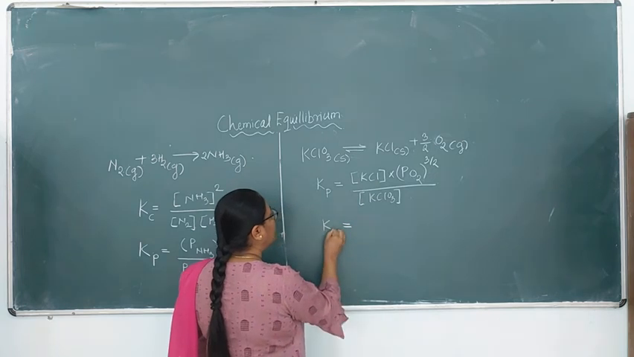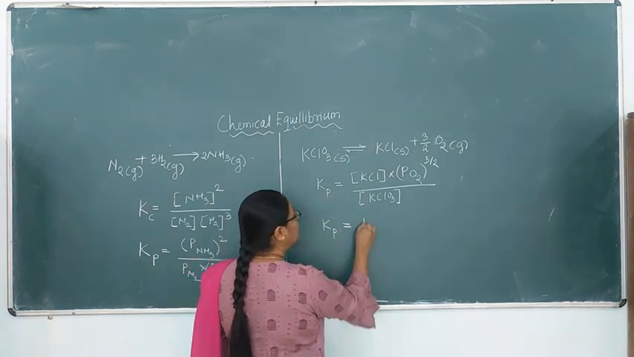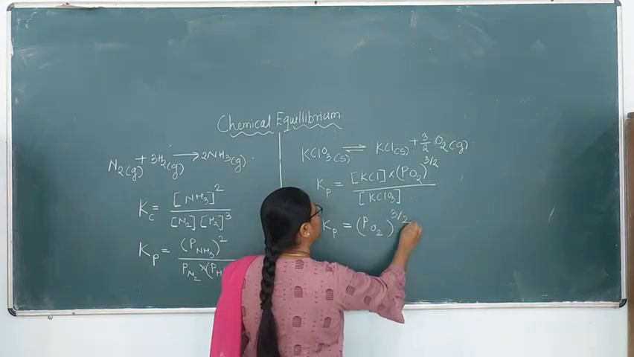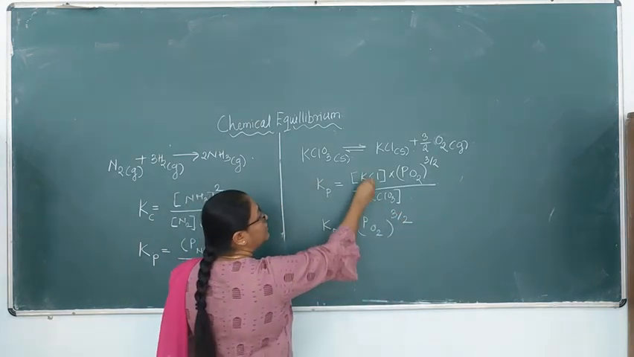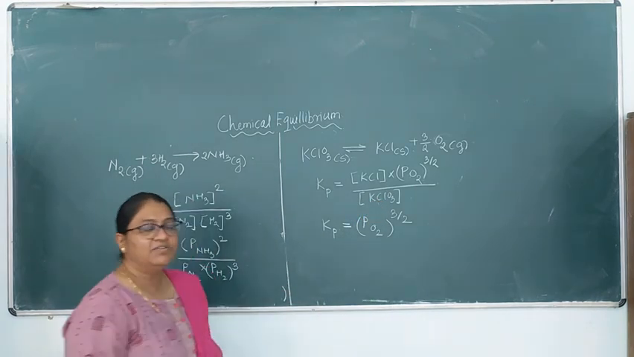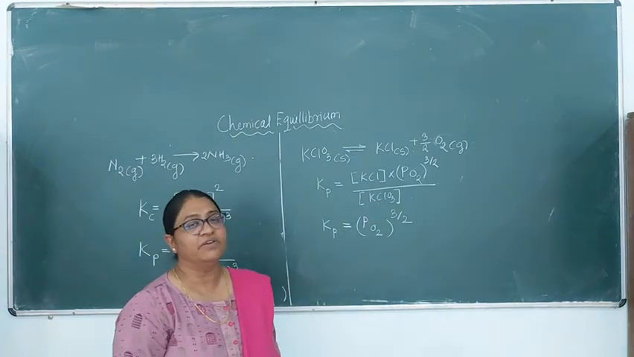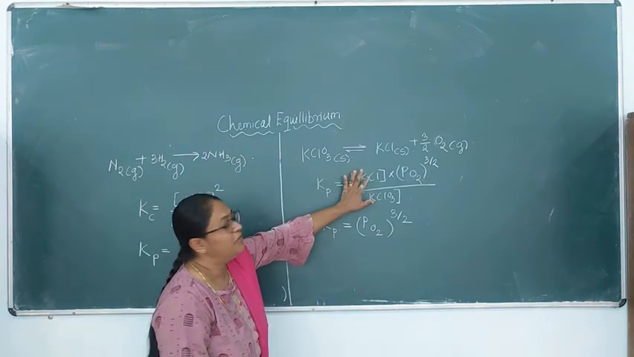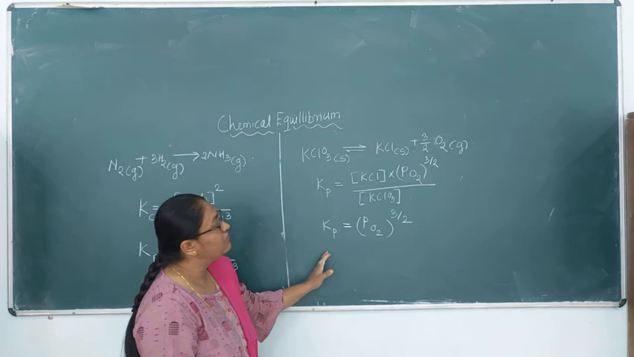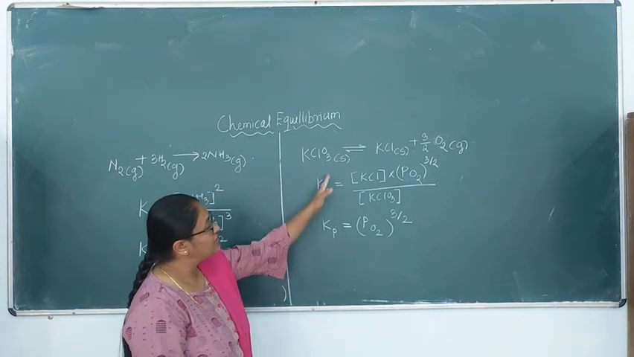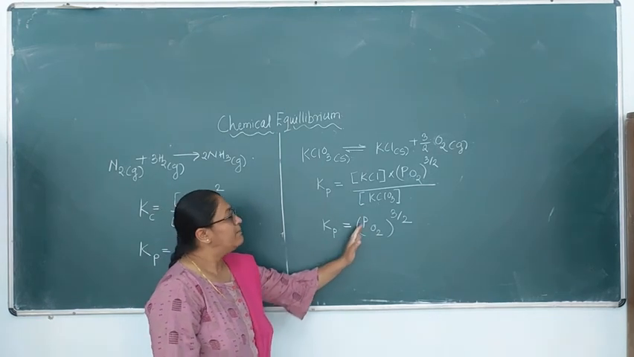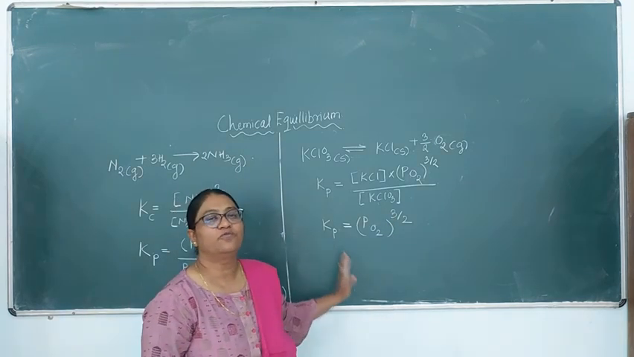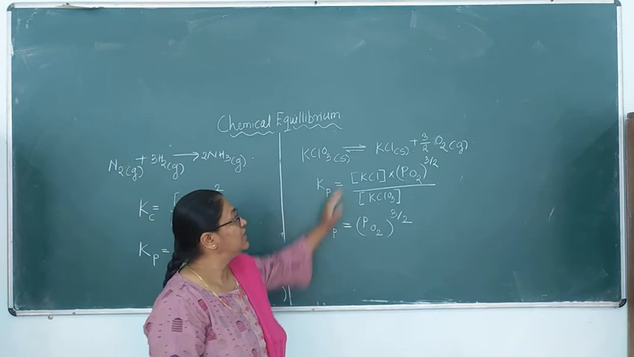So therefore what your equation becomes for the equilibrium constant is only the pressure of oxygen raised to 3 by 2, because the activity of these two, the pure solids, and the activity of a pure solid or pure liquid is taken to be always 1. If we substitute them as 1, our equilibrium constant Kp for this reaction becomes equal to the partial pressure of oxygen raised to 3 by 2. So this is the equation for the equilibrium constant for this reaction.